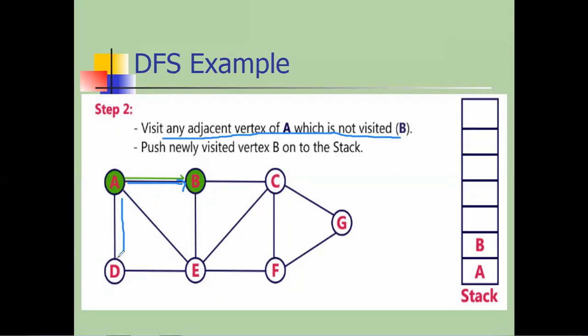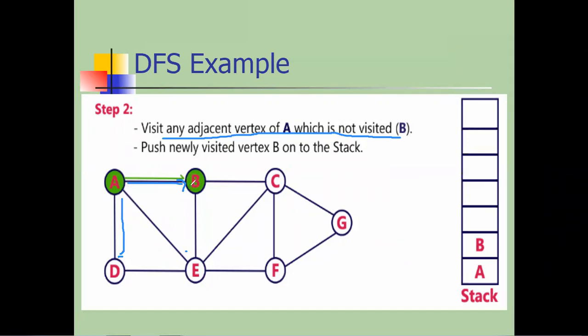It's up to you, because it is adjacent. Okay, so who is adjacent to A? D. Then who else is adjacent to A? E. Again D. So it is your convenience which node you are going to select first. Clear? So let's say I'm selecting B here.